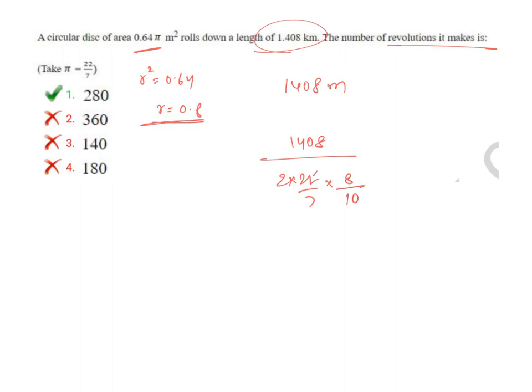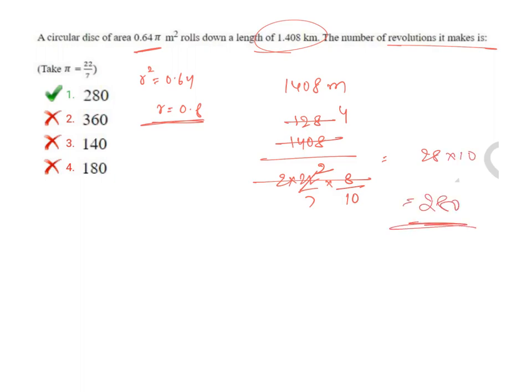Now cancel it in 11 table. 11 2s are. Now 11 1s are. 11 2s are. 8s are. So you have 2 into 2 into 8, that is 32. 32 4s are. Now everything goes up. 4 into 7 into 10. 28 into 10 is 280 revolutions it did.